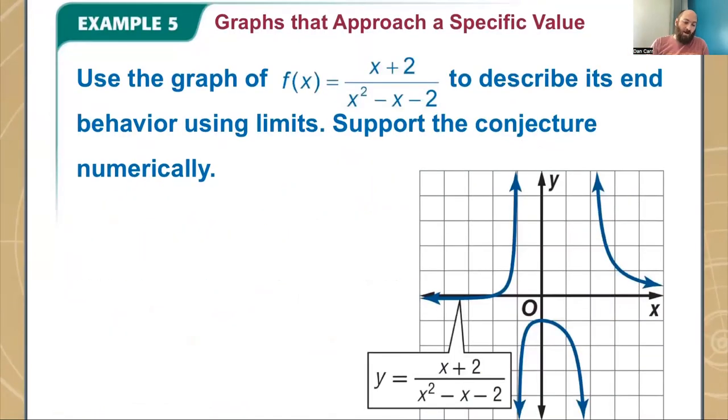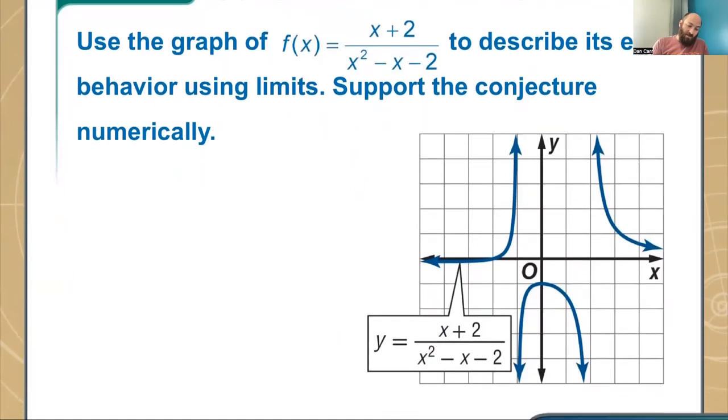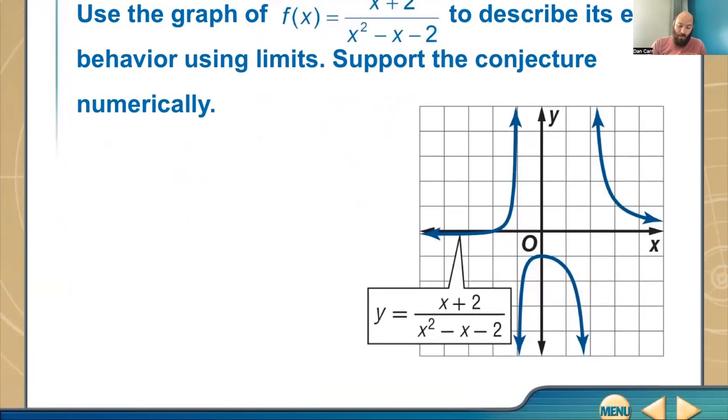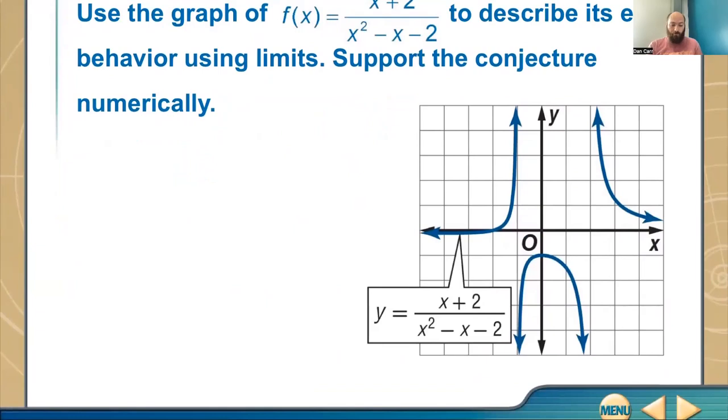Use this graph. So we're looking here at graphs that approach a specific value. Use the graph of f of x equals x plus 2 over x squared minus x minus 2. Describe its end behavior using limits. Support the conjecture numerically. Okay, so same thing as before. We are going to look at identifying in the graph what's happening here and here for my end behaviors.